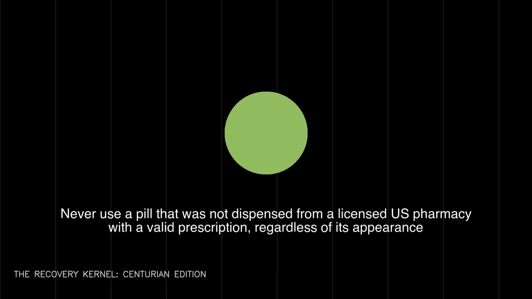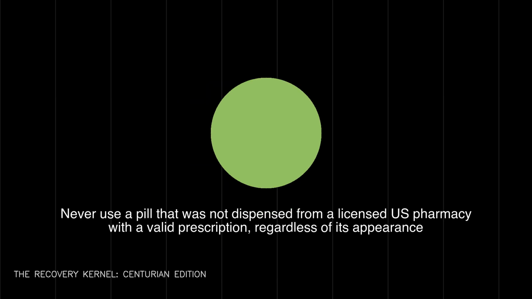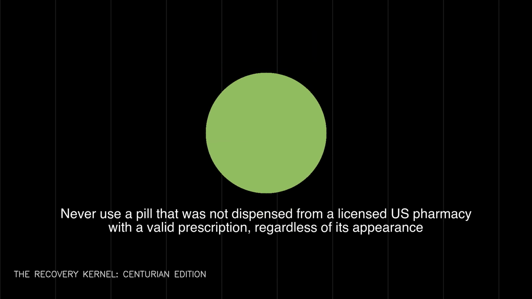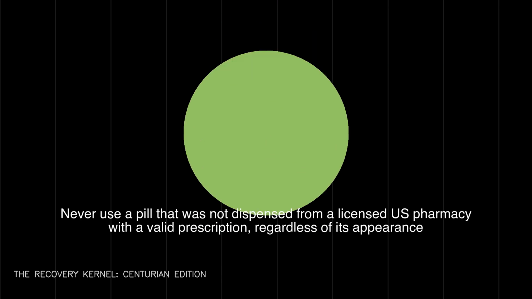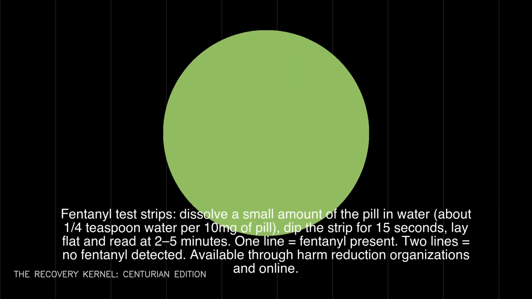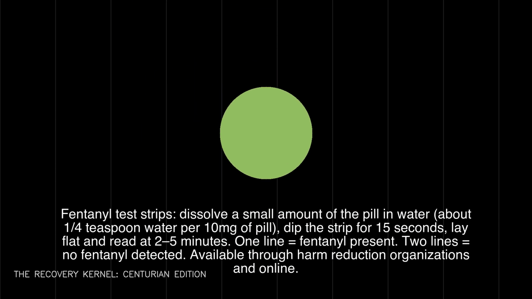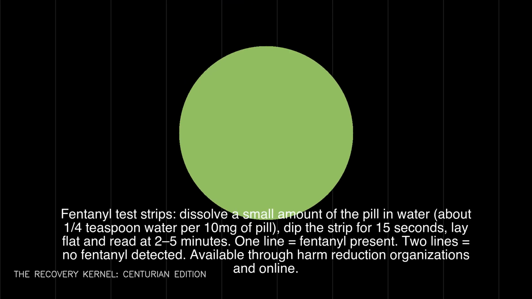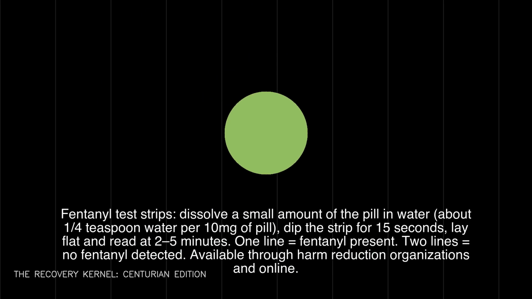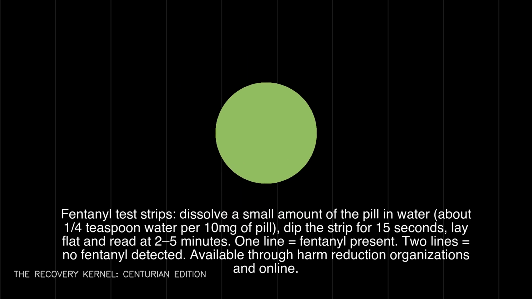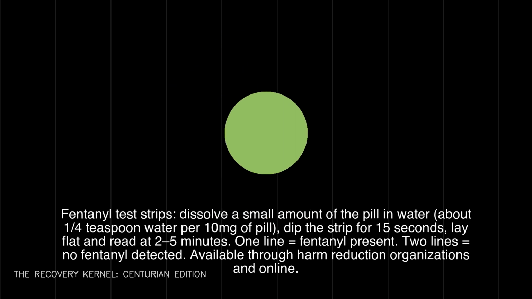Fentanyl test strips: dissolve a small amount of the pill in water, about 1/4 teaspoon water per 10 mg of pill, dip the strip for 15 seconds, lay flat and read at 2 to 5 minutes. 1 line equals fentanyl present. 2 lines equals no fentanyl detected. Available through harm reduction organizations and online.